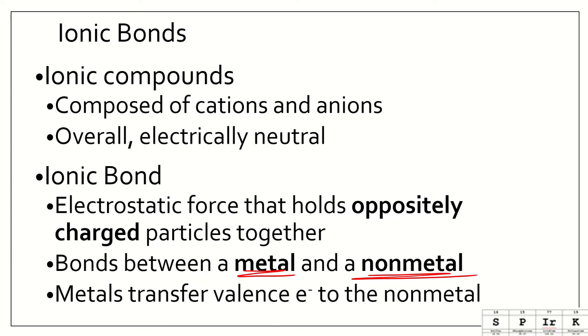Remember that the left side of the periodic table are metals. They lose electrons and become positive, and the nonmetals, they gain electrons to become negative. And what happens is the metals transfer their valence electrons to the nonmetals. So when we say oxygen gains 2 electrons, well, where do those electrons come from? They come from the metal that the oxygen is bonding to.